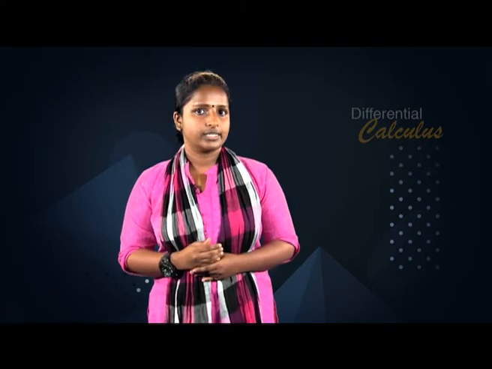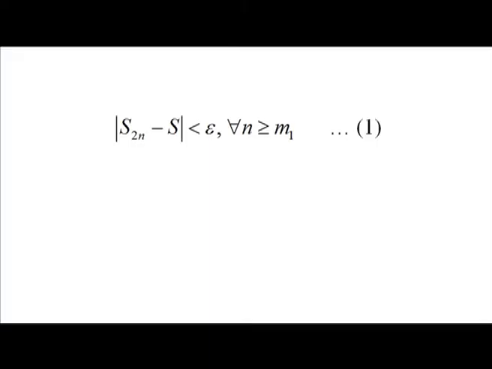Let epsilon greater than 0 be given. Since the sequences S2n and S2n plus 1 both converge to S, there exist positive integers m1, m2 respectively such that absolute value of S2n minus S is less than epsilon for all n greater than or equal to m1, equation number 1, and absolute value of S2n plus 1 minus S is less than epsilon for all n greater than or equal to m2, equation number 2.